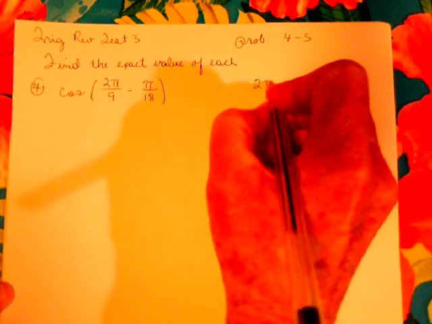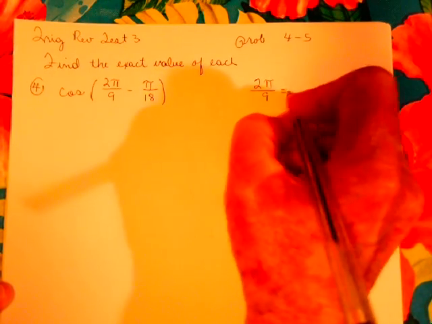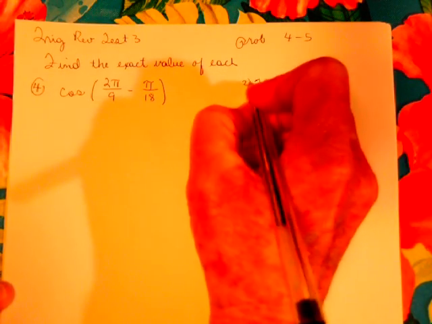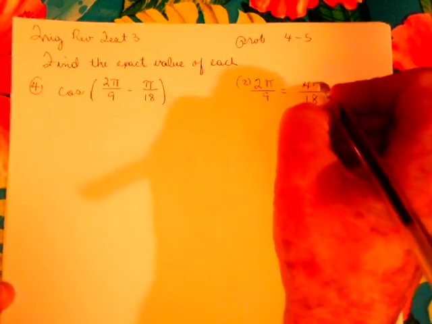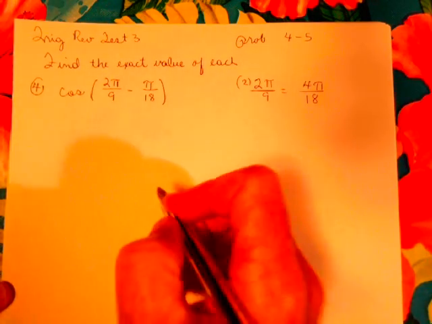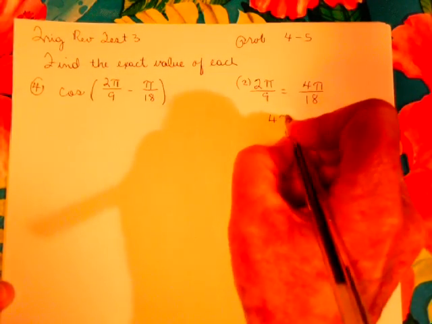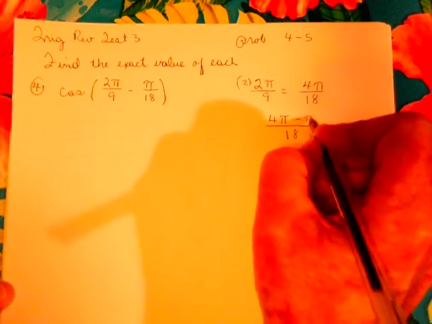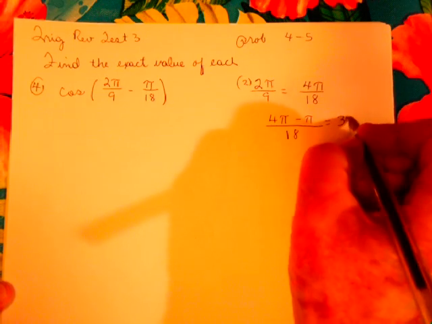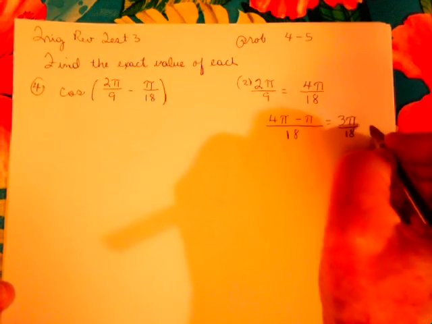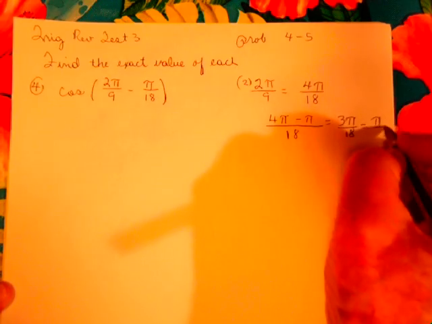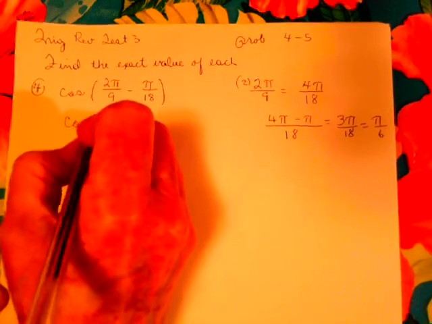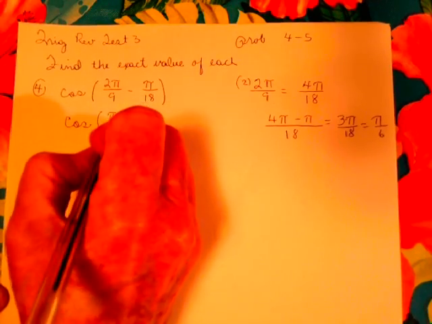2 pi over 9 equals, 9 goes into 18 2 times, equals 4 pi over 18. So 4 pi over 18 minus pi over 18 is 3 pi over 18, which is pi over 6. They're actually asking me to find the cosine of pi over 6.